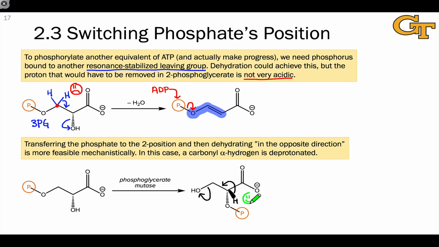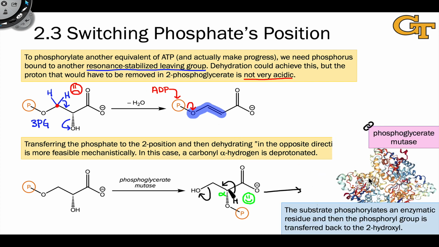The reason why is that the carbon that we're deprotonating is now an alpha carbon. It's now alpha to a carbonyl group, and so it can benefit from the electron withdrawing nature of the carbonyl group, and this acidifies that position. That hydrogen at carbon 2 is much more acidic than the hydrogen in carbon 3 in our hypothetical pathway above. So that's where we're going with this, and the function of step 2.3 of glycolysis is to catalyze this isomerization of the phosphate group from carbon 3 to carbon 2. This sets up an elimination that's much easier to accomplish mechanistically in the next step, 2.4.